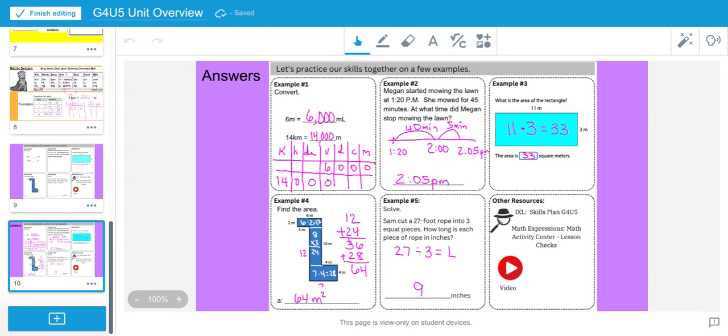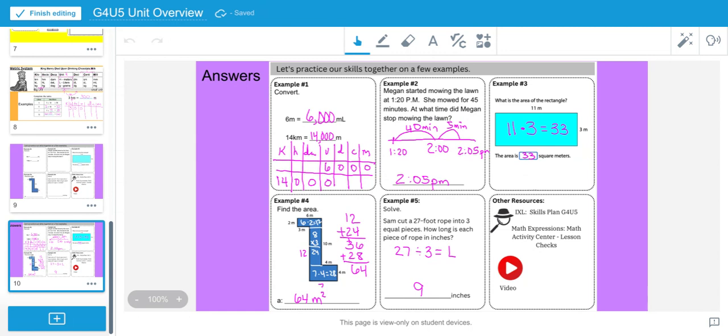Our time, Megan started mowing the lawn at 1:20. She mowed for 45 minutes. So 1:20, 40 minutes would have been 2 o'clock. 5 more minutes would have been 2:05. And don't forget the label, PM.